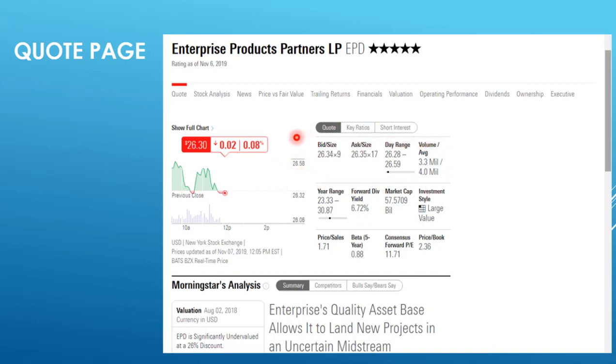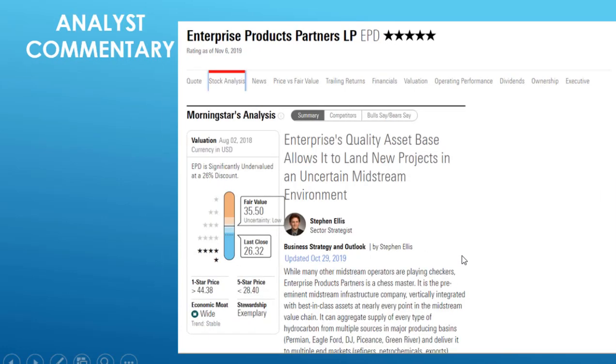We can also look at some other significant information here as referred to in the video on fundamental analysis. Good information. We also see that there's a summary of the company, which is good to read, and we know what we're investing in. So it's a good idea to go over all that. We click on the summary and we see that enterprise quality asset base allows it to land new products in uncertain midstream environment. Good to know. So there's kind of a positive approach here already.